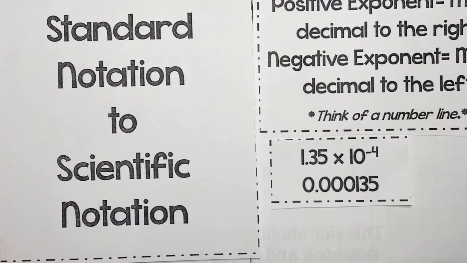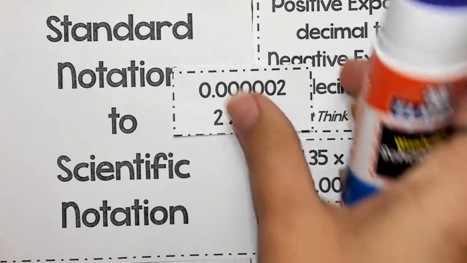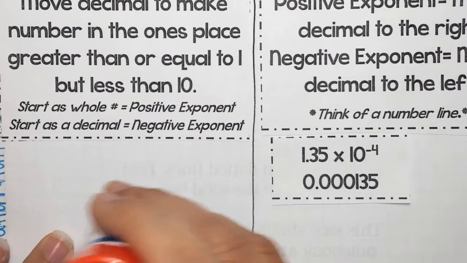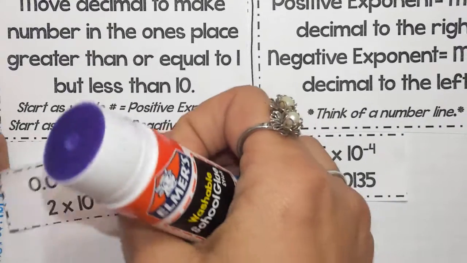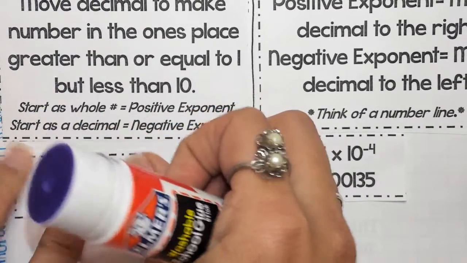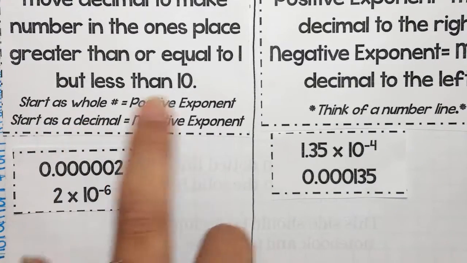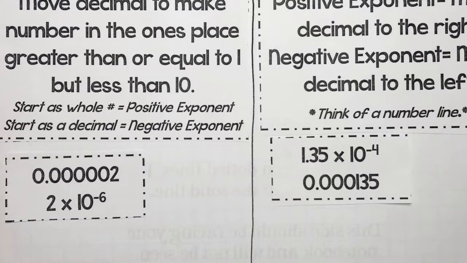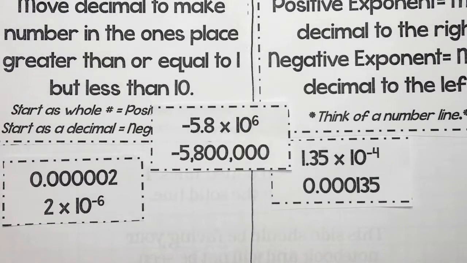All right, what about this guy right here? Oh, that's going to standard to scientific. It is. Look at you go. And why is it negative? Because it started as a decimal, right? Yeah. So if it starts as a decimal, you're going to have a negative exponent. It's crazy that our notes tell us what we're doing. All right, what about this one?